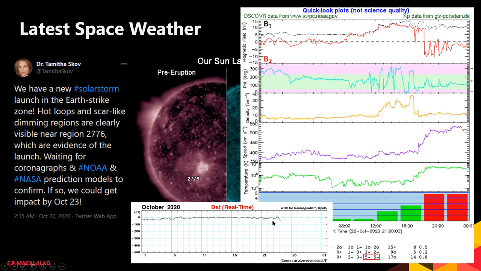But the point is that during a geomagnetic storm, there are three phases. The first phase is the sudden commencement. So that means there's a sudden increase in the magnetic field. This is magnetic field.